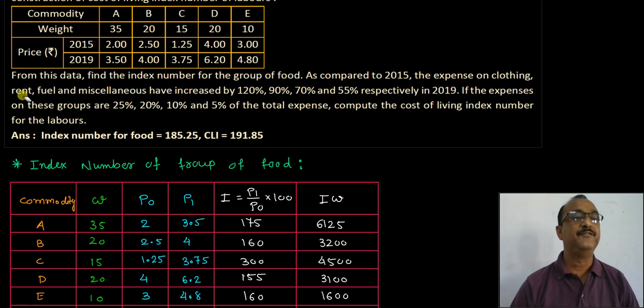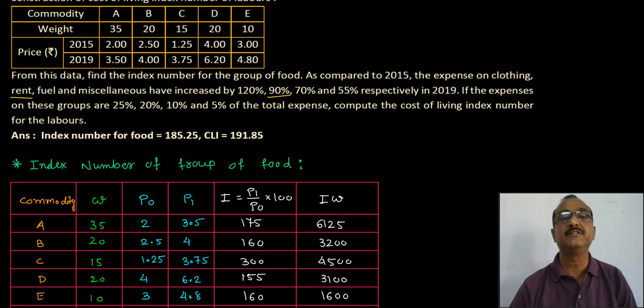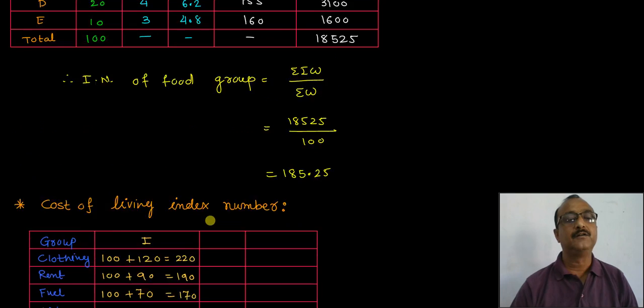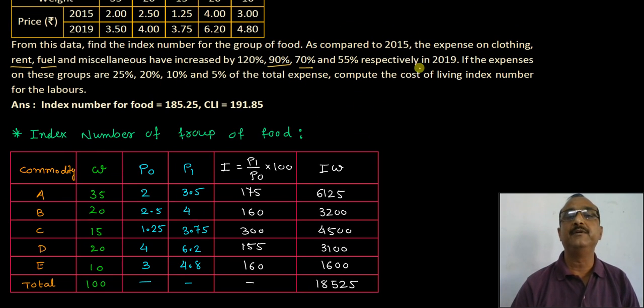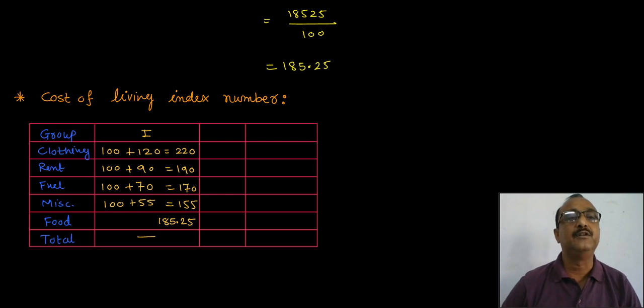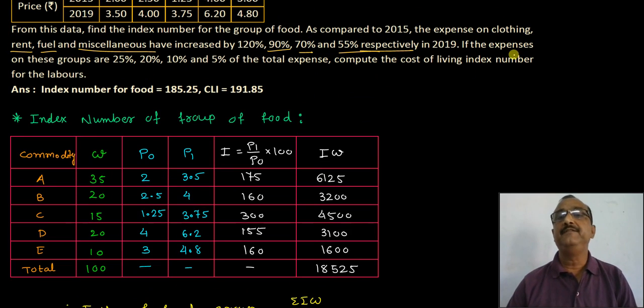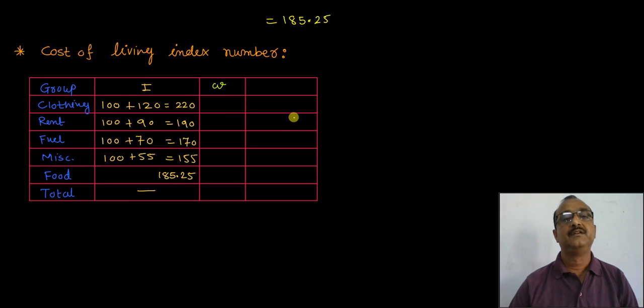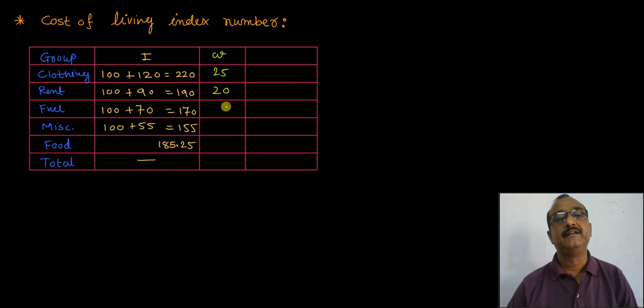Okay, then by rent. Rent is increased by 90%, fuel is 70%. Okay, so plus 90 and plus 70, and we will get here 190 and 170. Okay, now miscellaneous expense is increased by how many percent? 55%. So plus 55 here, it is 155, and 185.25 we already found here. Okay, now write down W equals to percentage increases. If the expense on the groups are 25, 20, 10, and 5.